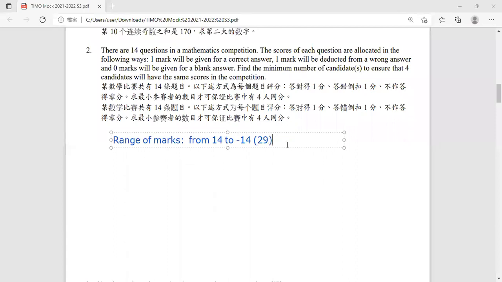And then because I have to ensure that 4 candidates will have the same score, the number of candidates will be 81 times 3 plus 1, which equals 244.